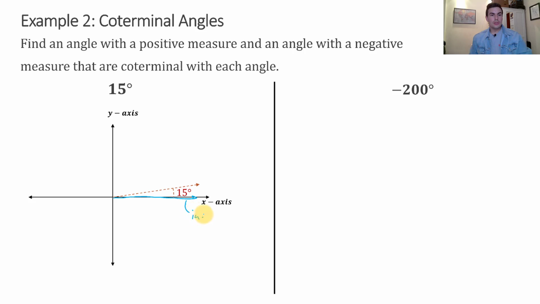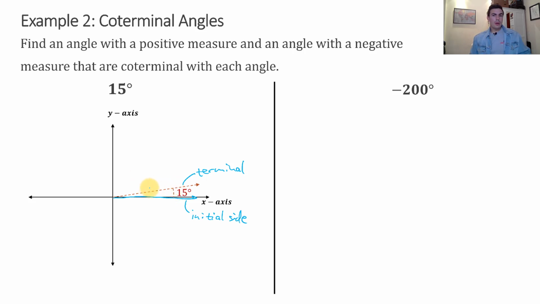This would be the initial side. And what we call our terminal side would be this dotted red line here. This would be our terminal side. Okay. So coterminal means that we share the same terminal side with this angle here of 15 degrees. That's what coterminal means. So how do we find a coterminal angle?